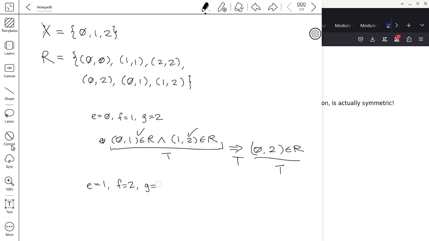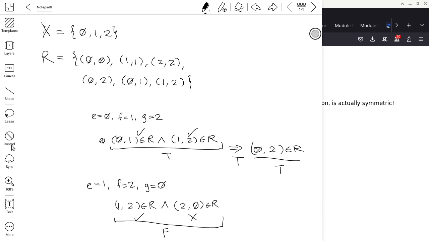What about E is 1, F is 2, and G is 0? Okay, so let's check out what happens this time. The first one is asking, is 1, 2 in R? Yes, because we can see 1, 2 is right here. And then we have AND. The other one is, is 2, 0 in R? The answer is no, right? So the AND is false. Since the AND is on the left-hand side of the implication, that means the implication itself is true. So this is not a counterexample.